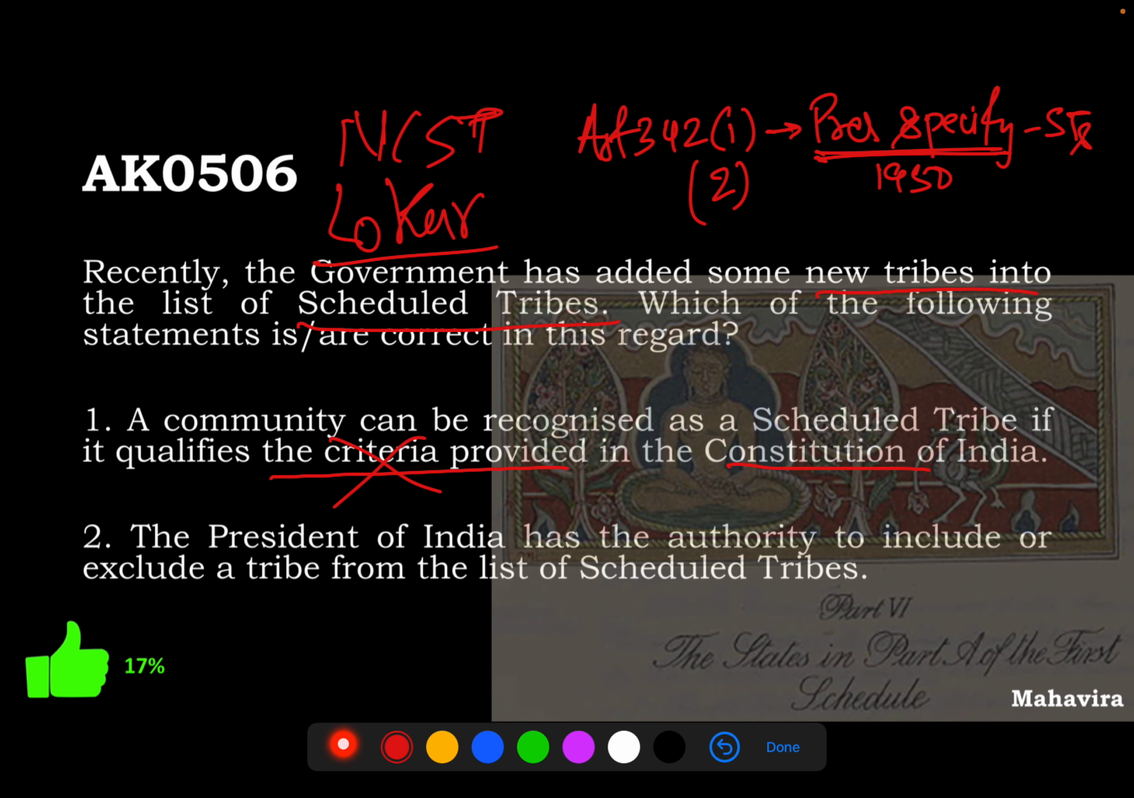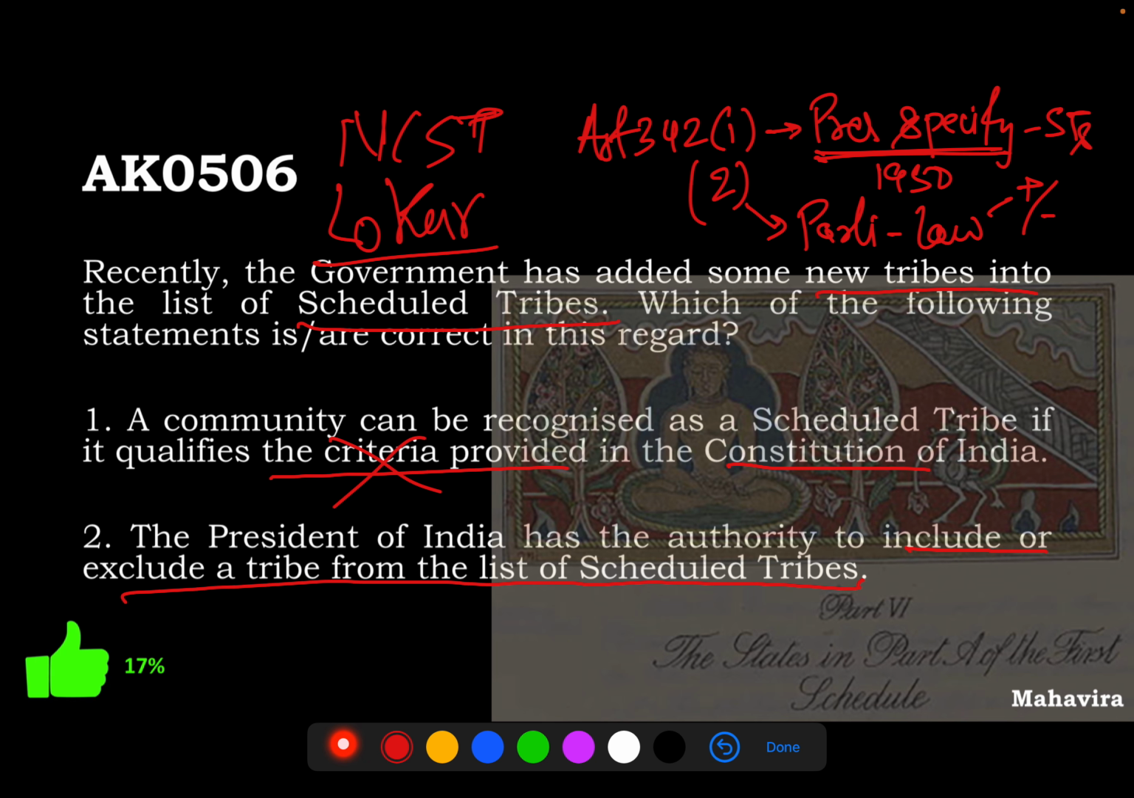If any changes are to be made, then it is the parliament which has the authority to, by law, add or remove any of the tribes. So this is where the second statement is there, where it says President of India has the authority to include or exclude a tribe from the list of scheduled tribes.